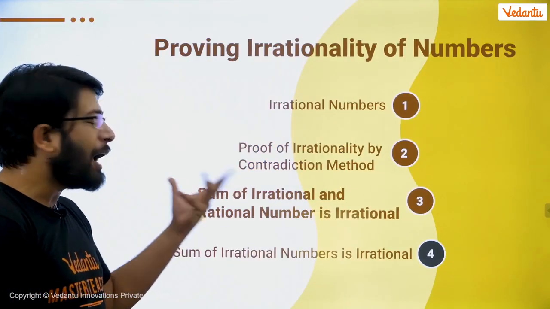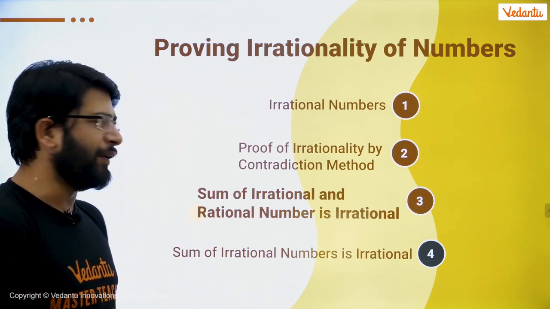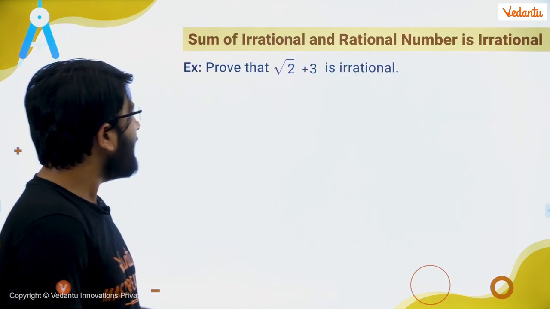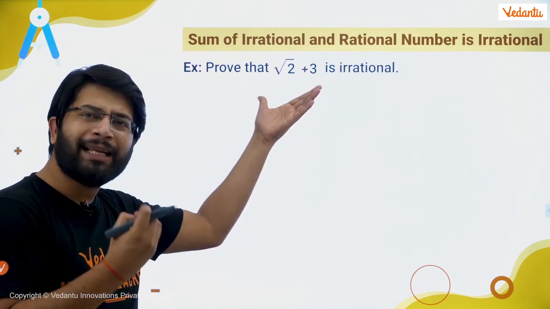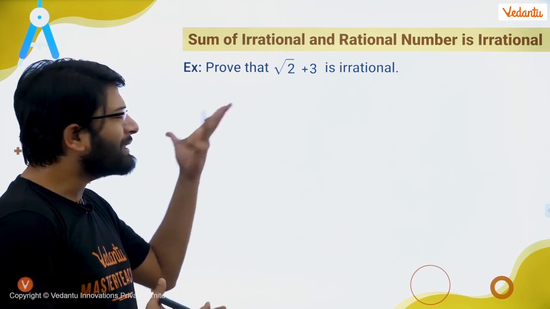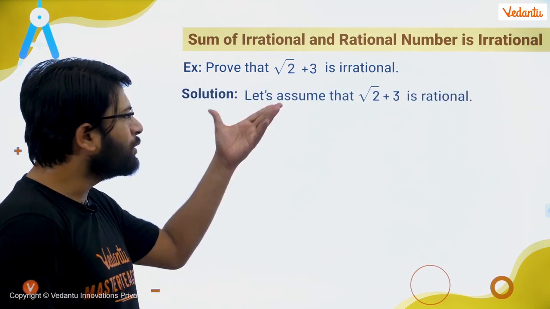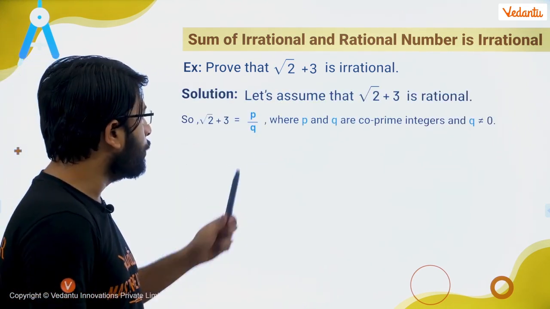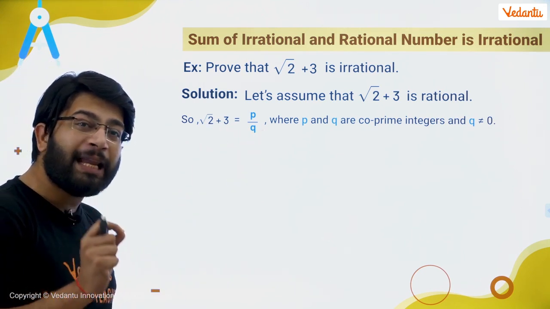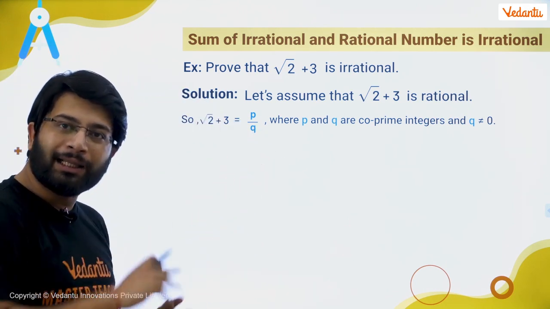Excellent champ, very good. So now let's move on to proving that the sum of a rational and an irrational number is irrational. How to prove it? Let's say, champ, the combination of these two numbers. Let's say I have to prove that under root 2 plus 3 is irrational. How to do it? Just keep one concept in your mind: in these kinds of questions, again we have to assume it is a rational number, right? Again we will assume the same thing. But here champ, after assuming the rational number, our main motive will be to keep the irrational quantity on one side and all the rational quantity on the other side.